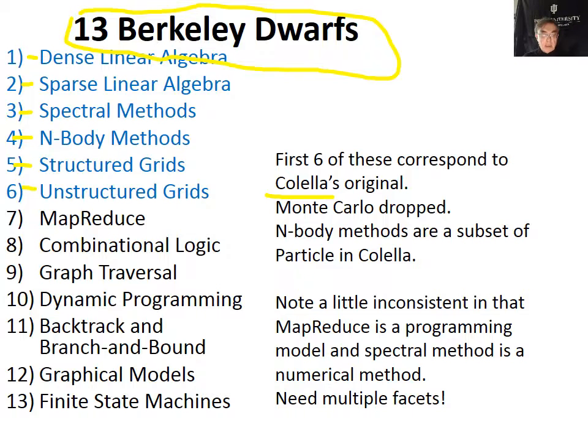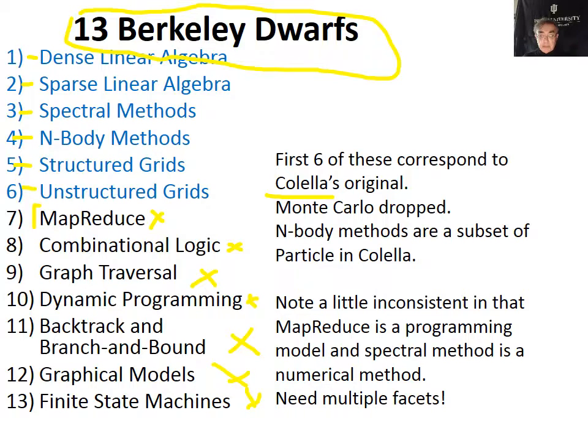He had Monte Carlo, which was dropped from the Berkeley dwarfs, and then Berkeley added a whole new set of things like MapReduce, combinatorial logic. Here we have graph, dynamic programming. We sort of mentioned that, remember, when we did the Computational Giants. Branch and bound is a well-known optimization method used a lot in things like aircraft scheduling and things like that. Graphical models and finite state machines.